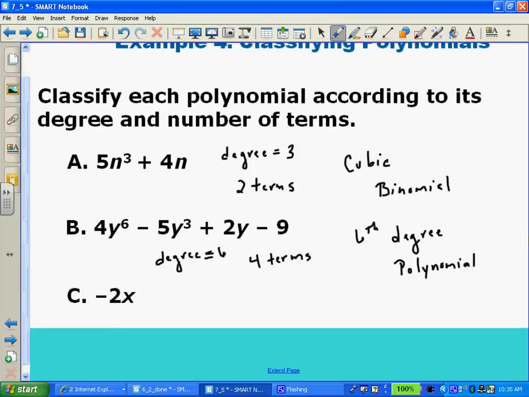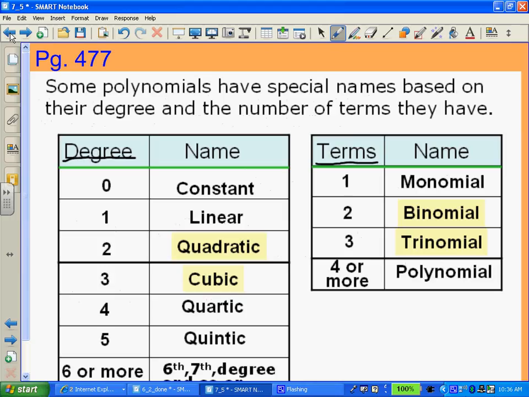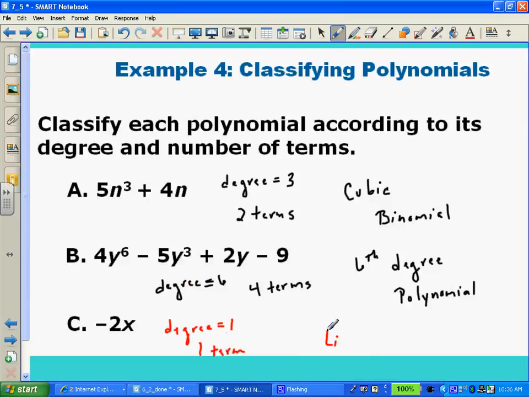Okay, and one more example here. We have -2x. So this has a degree of 1, and it has 1 term. So again, if we look back at our chart, degree of 1 is linear, 1 term is monomial. So this would be a linear monomial. Okay? So that's how we classify the polynomials.